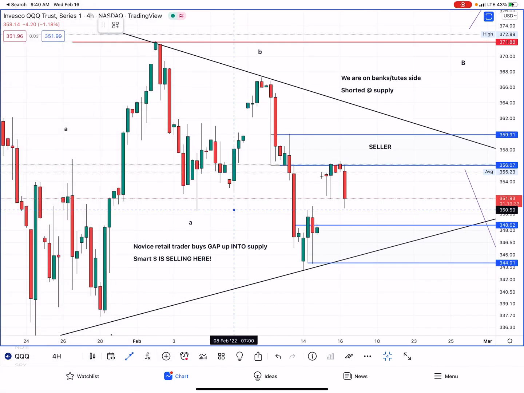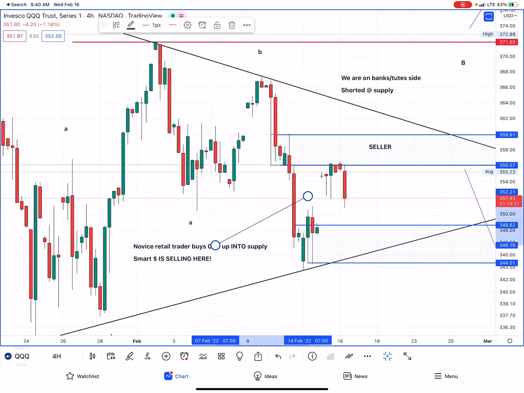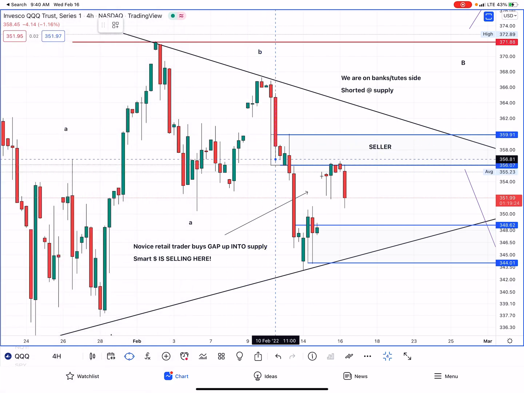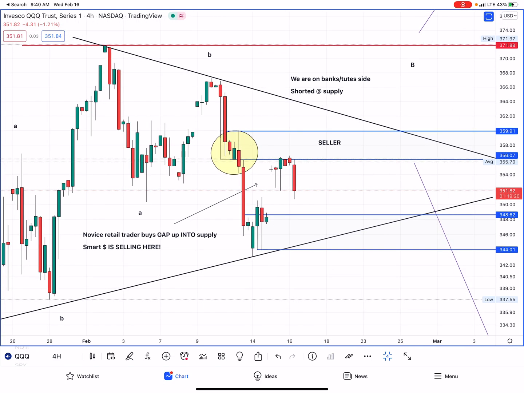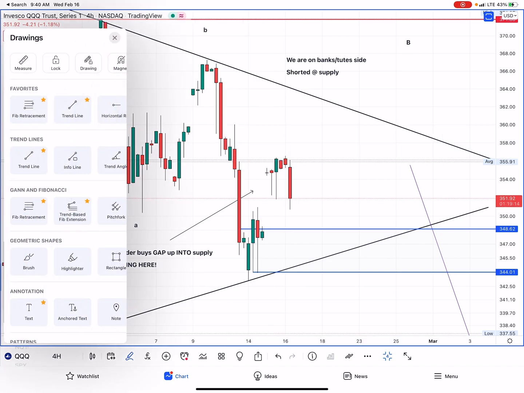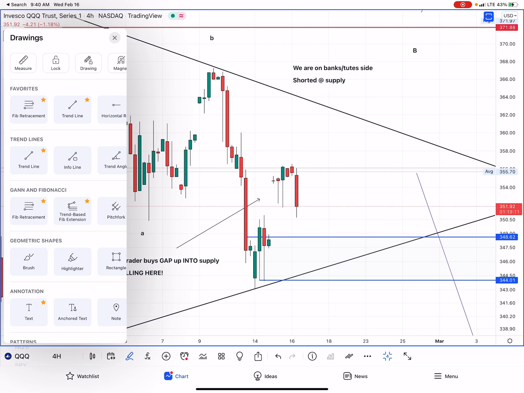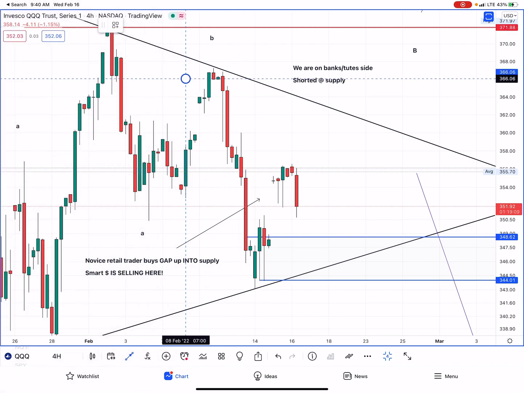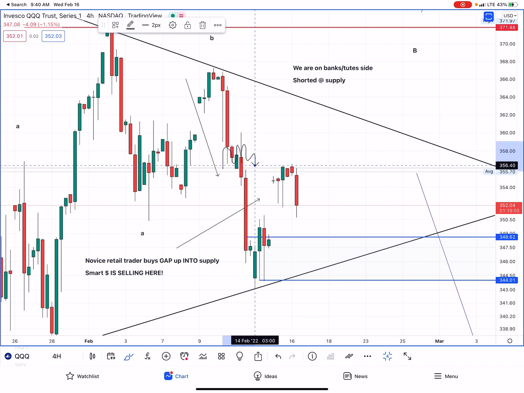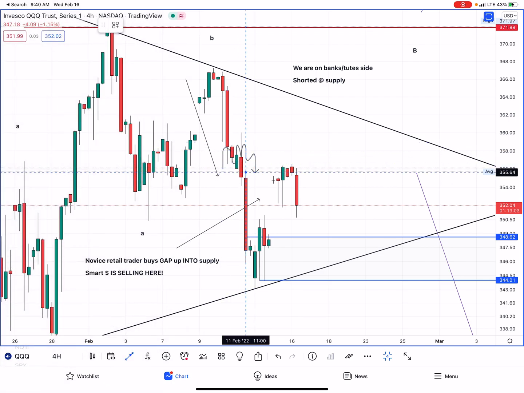So in this scenario, yesterday we have retail traders buying a gap up. Keep in mind that we are in a downtrend making lower highs. They're buying a gap up into a level of supply. So this is what we posted in our private feed, but we identify the level. So this is a drop, base, sideways, drop, base, drop.